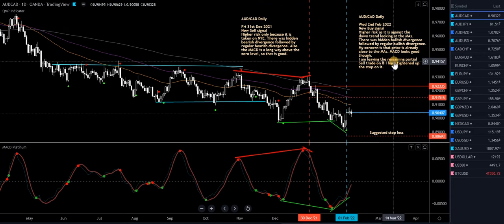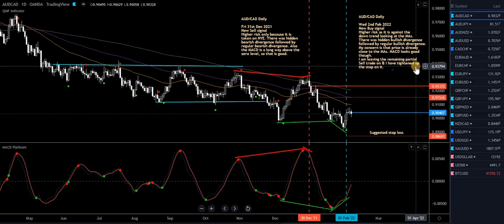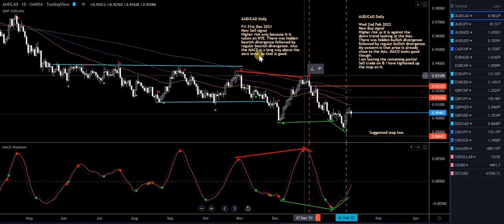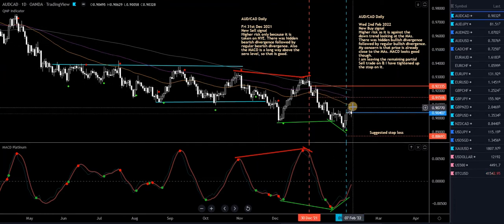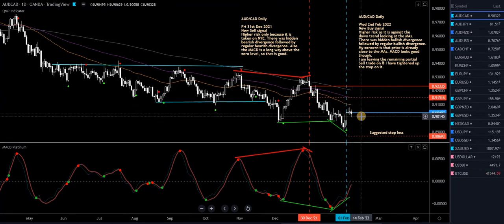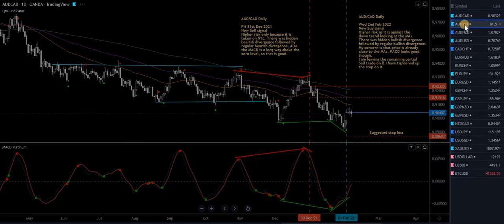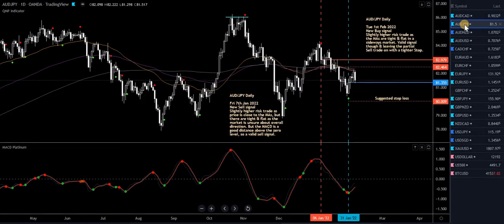So, and I left my remaining partial sell trade on, just tighten up the stop on it. So it's just locking in profit on the sell, and hopefully the buy will pop up. If not, if this, say, comes up to the MAs and just rolls over, then I'm still in that sell, hopefully. All right, Japanese yen.